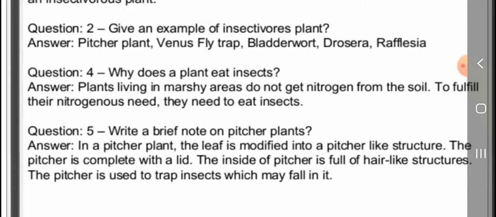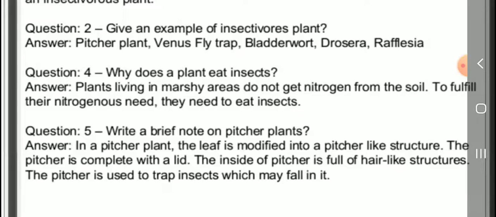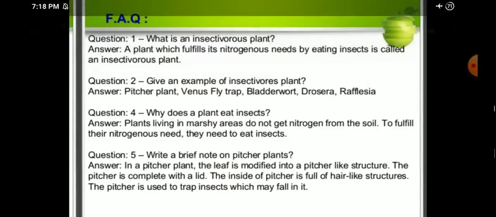Brief note on pitcher plant. In a pitcher plant, the leaf is modified into a pitcher-like structure. The pitcher is complete with a lid. The inside of the pitcher is full of hair-like structures. The pitcher is used to trap insects which may fall in it.